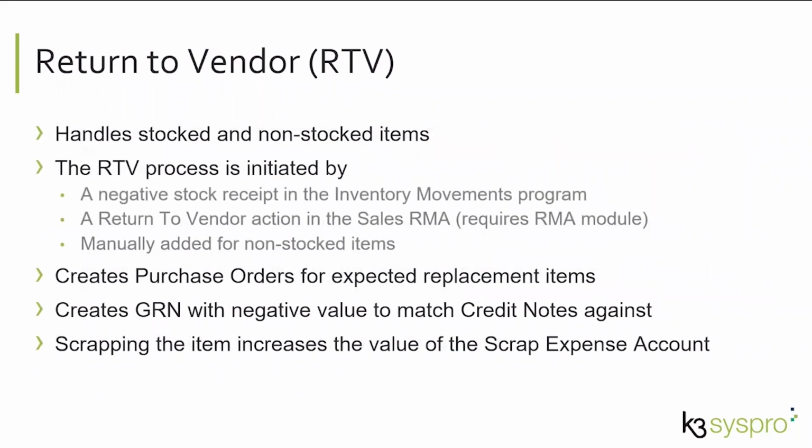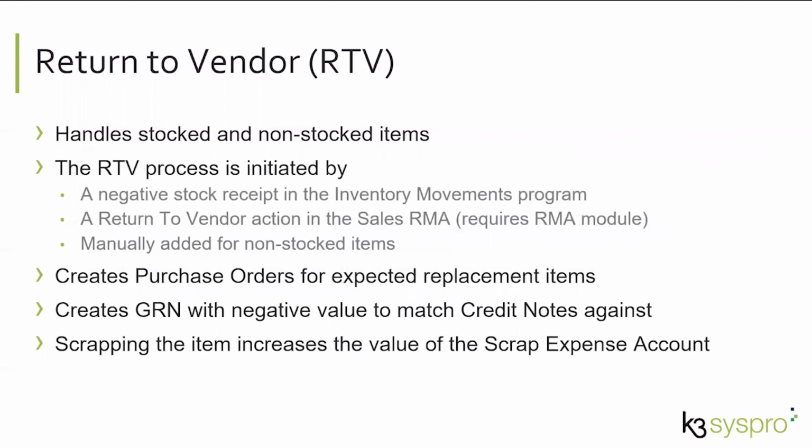The RTV module caters for both stocked and non-stocked items. The RTV process is initiated by either a negative stock receipt in the inventory movements program, a return to vendor action in the sales RMA, which requires the returns merchandise module, or if it is for a non-stocked item, manually added in the RTV review program.